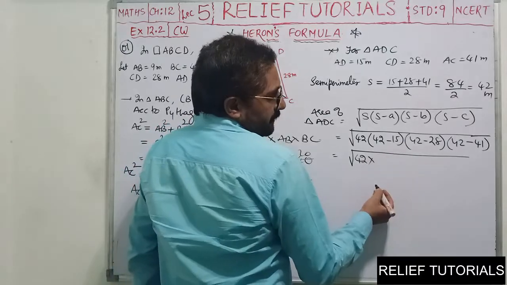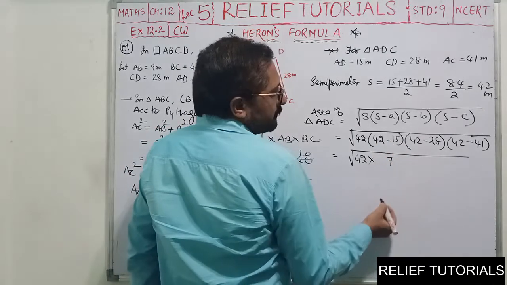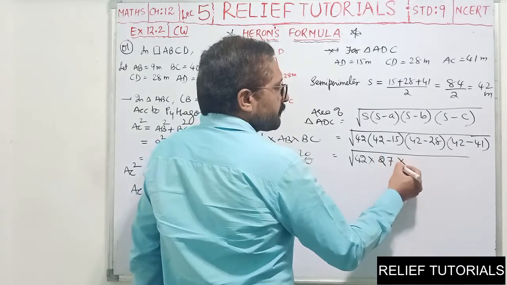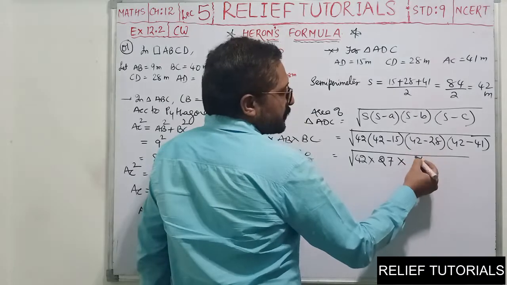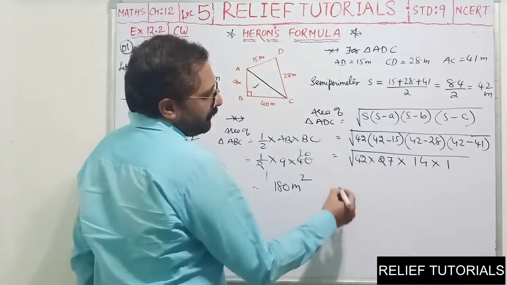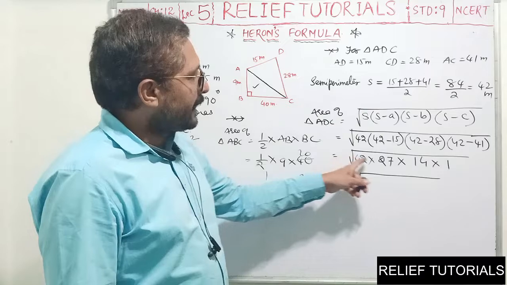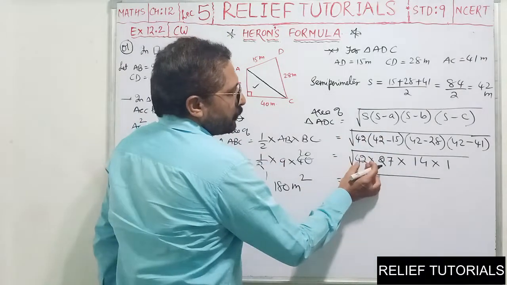42 minus 15. So 12 minus 5, 7. There will be 3. 3 minus 1, 2. 27. 12 minus 8, 4. 3 minus 2, 1. 14. Here 1. Now, I told you, there is no need of multiplying all these things. Just find the factors.